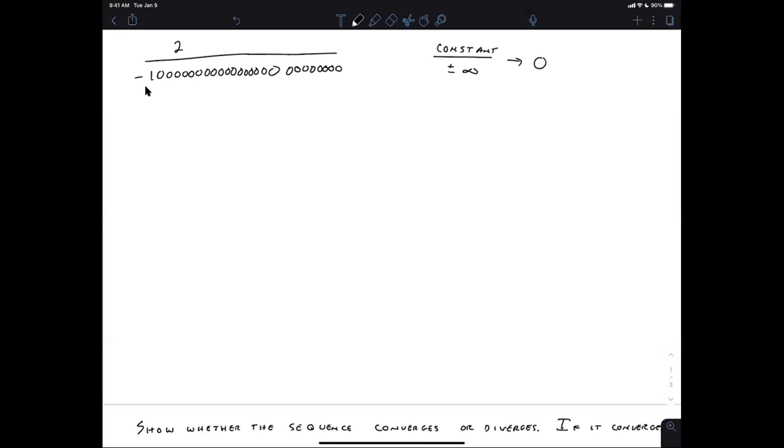What if I flip it? So what if instead of 2 over whatever that ridiculous number is, instead of 2 over that, I have that over 2. So instead of 1 with a bunch of zeros after it, now I have 5 with a bunch of zeros after it.